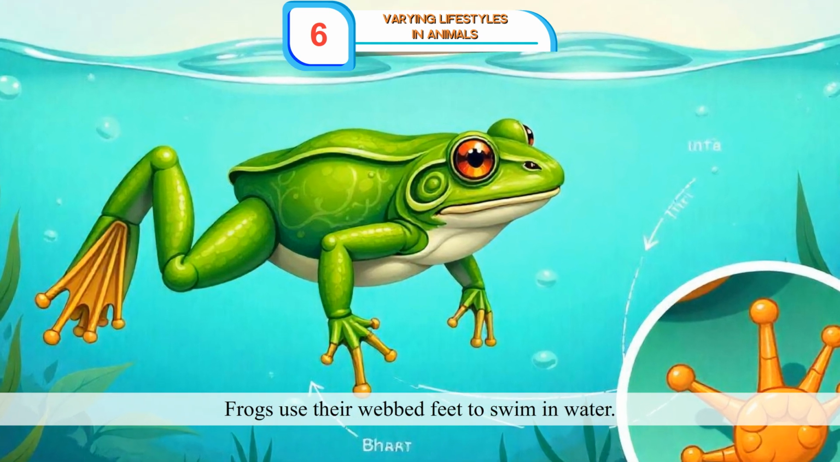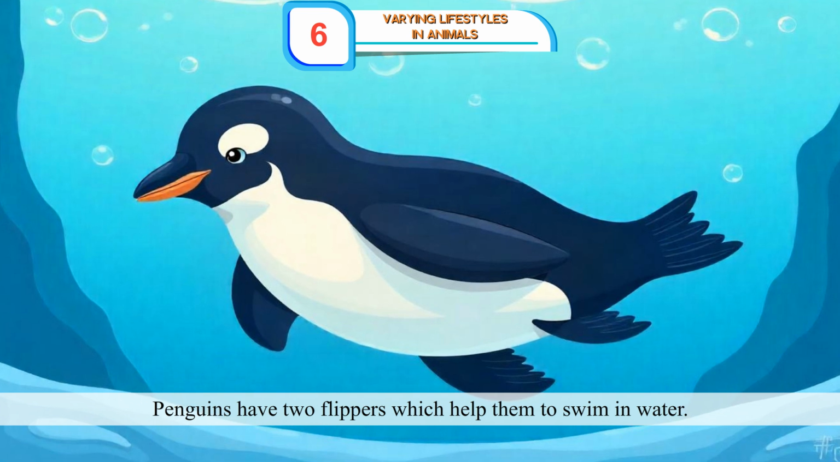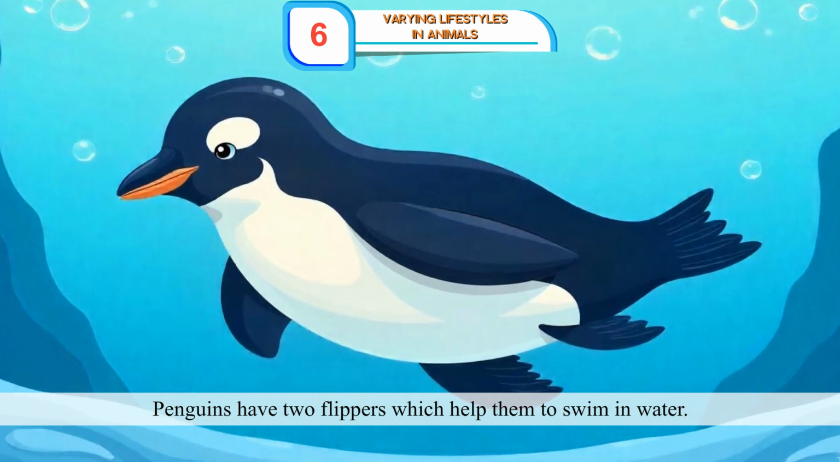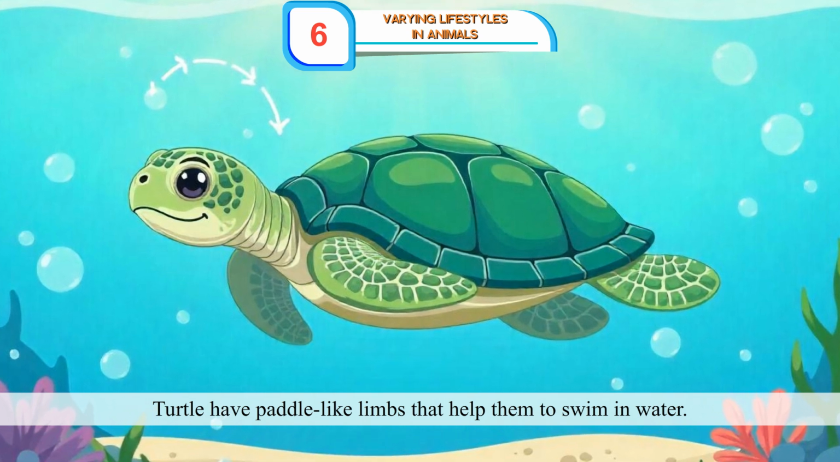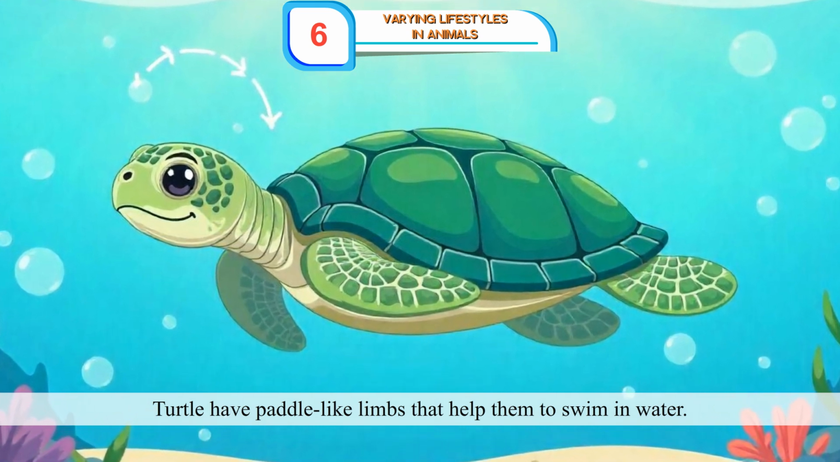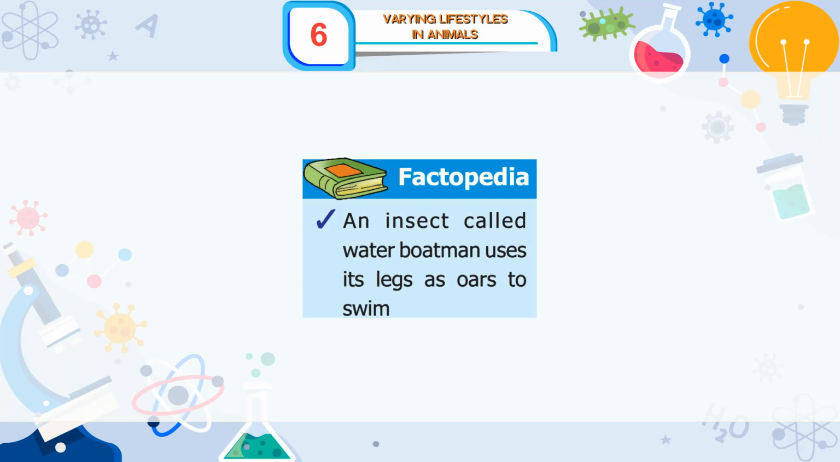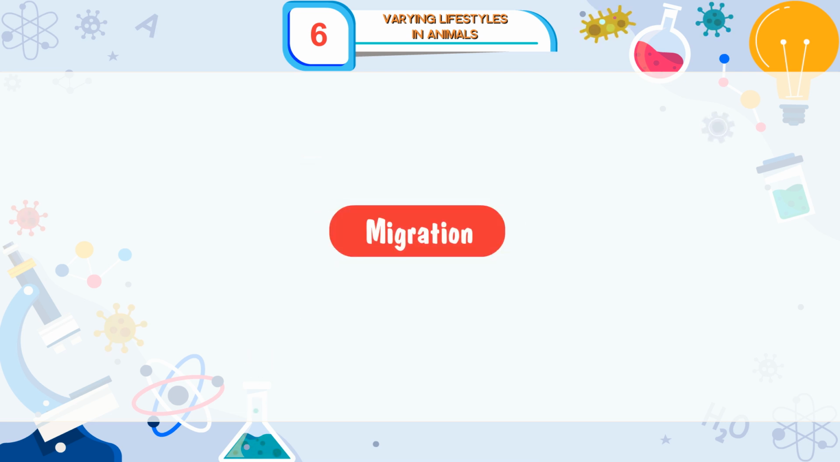Frogs use their webbed feet to swim in water. Penguins have two flippers, which help them to swim in water. Turtles have paddle-like limbs that help them to swim in water. Factopedia. An insect called water boatman uses its legs as oars to swim.